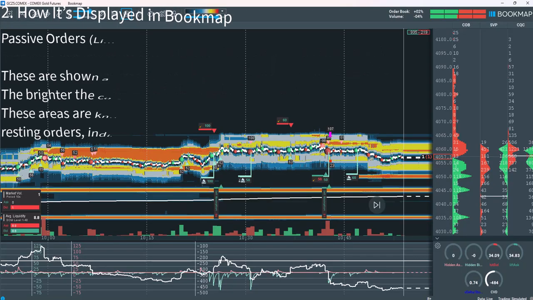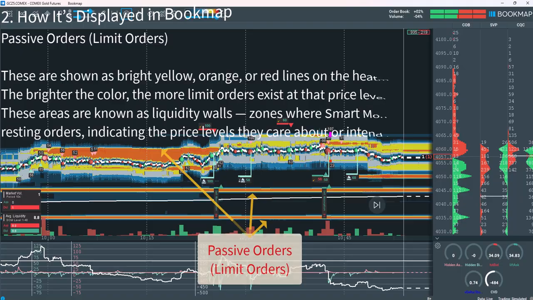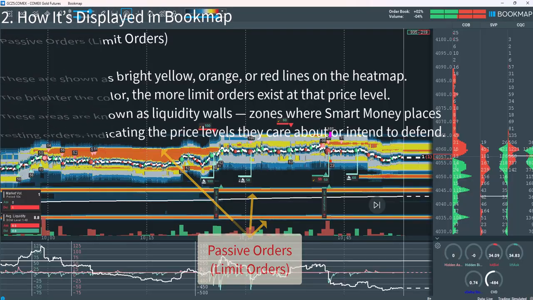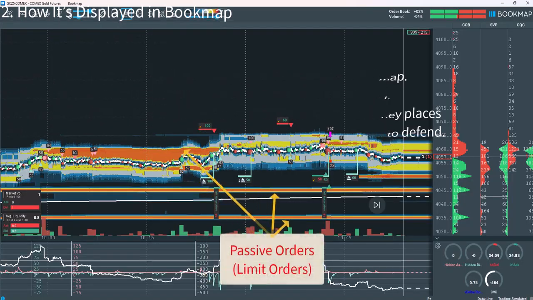Passive orders. These are shown as bright yellow, orange, or red lines on the heatmap. The brighter the color, the more limit orders exist at that price level. These areas are known as liquidity walls, zones where smart money places resting orders, indicating the price levels they care about or intend to defend.